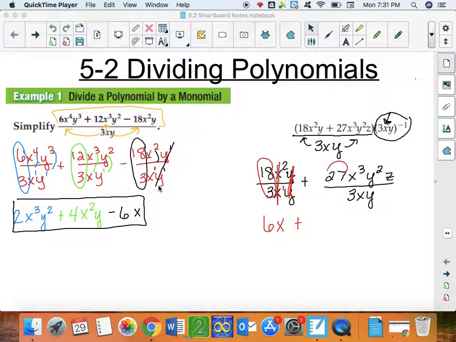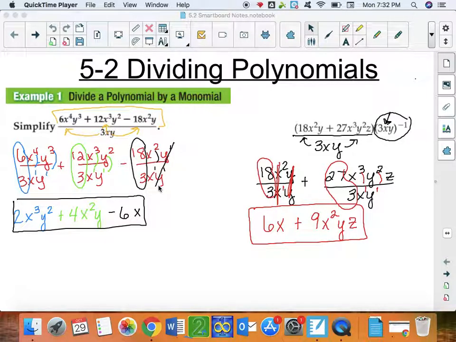Plus, and then we'll simplify here. 27 divided by 3 would be 9. And then we're going to simplify x to the third over x to the first. I just subtract. That becomes x to the second. y to the second over y to the first just becomes y when I subtract. And then I have my z here. And those are not like terms. They cannot be added together. And so there is my final answer for the second one.